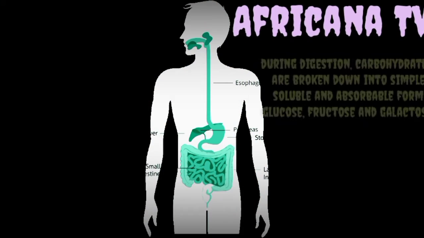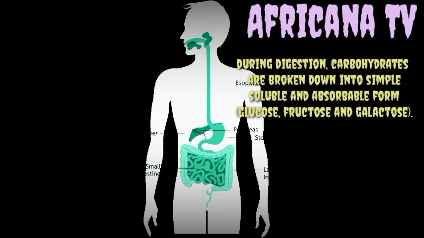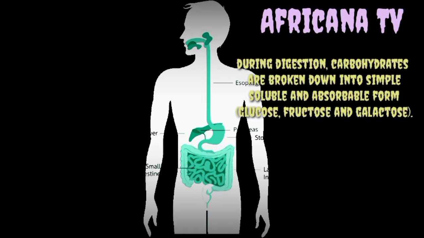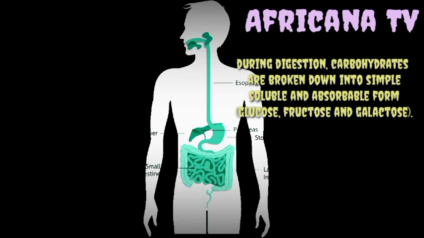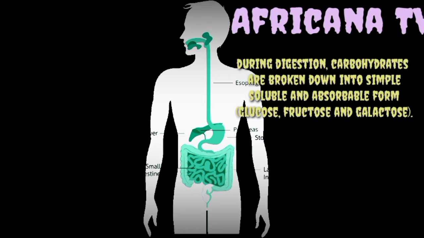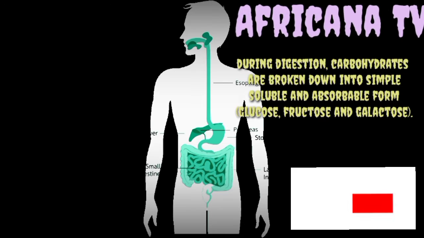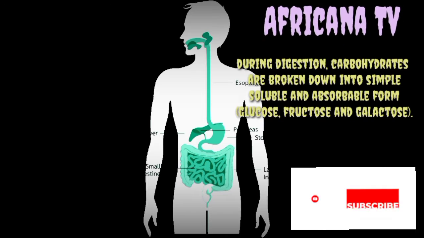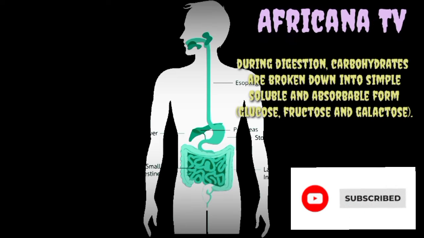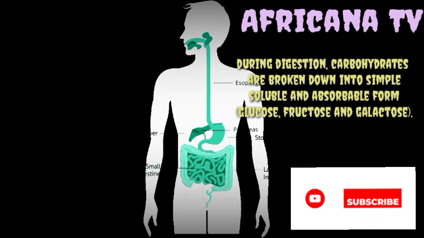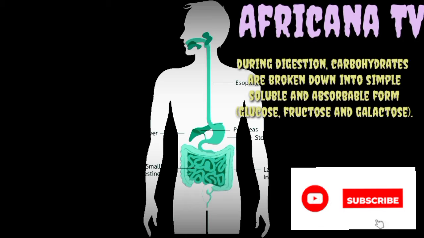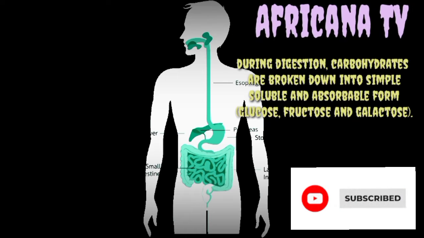Now what happens is that during digestion, starch and sugar, which is the carbohydrate food that we eat, is broken down into single units called glucose, fructose, and galactose. These are absorbed into our bloodstream and transported for us to use as energy throughout our body.